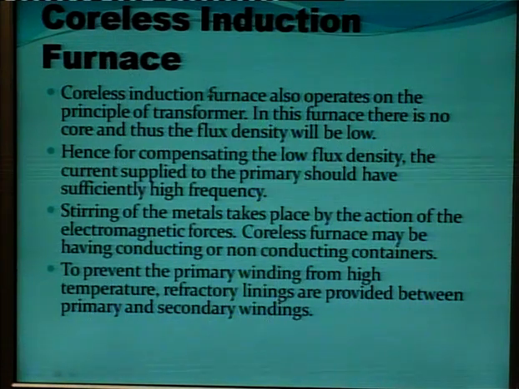Now the coreless induction furnace also operates on the principle of a transformer. In this furnace there is no core and thus the flux density will be low. Hence, to compensate for the low flux density, the current supplied to the primary should have high frequency. Now stirring of the metals takes place by the action of electromagnetic forces, and to prevent the primary winding from high temperature, refractory linings are provided between the primary and secondary winding. Now here a high temperature is obtained in the coreless induction furnace.